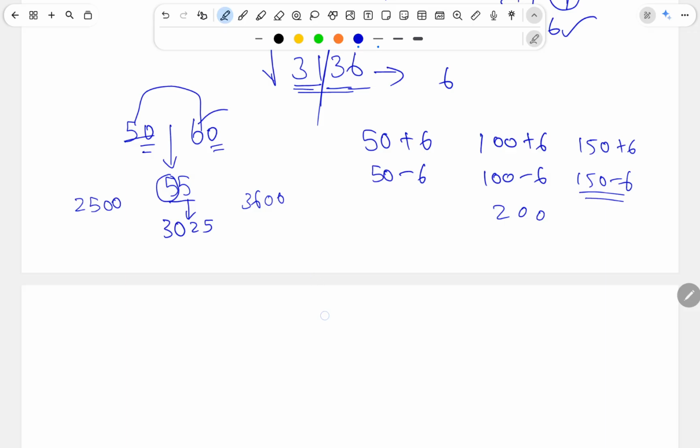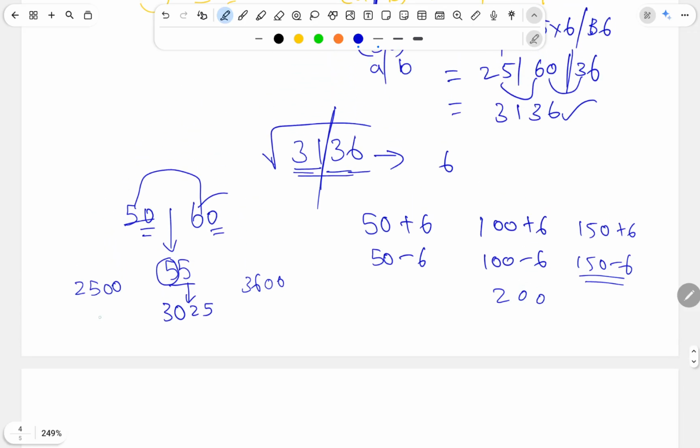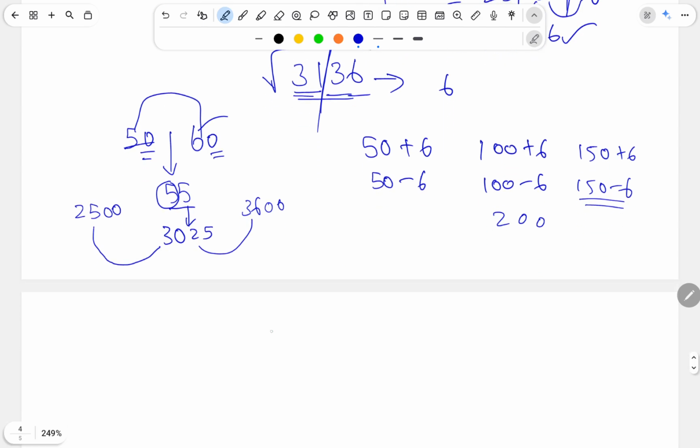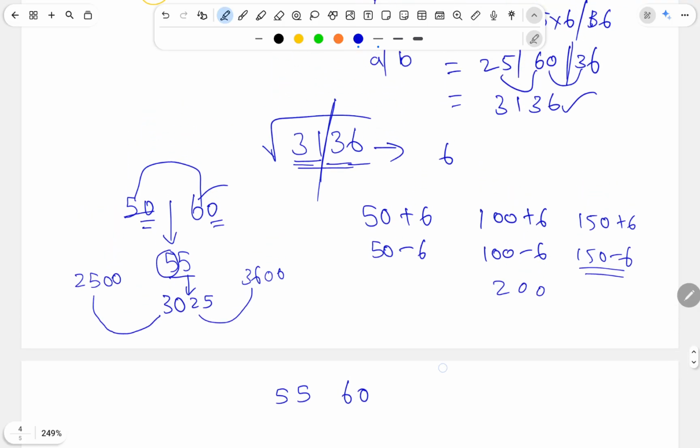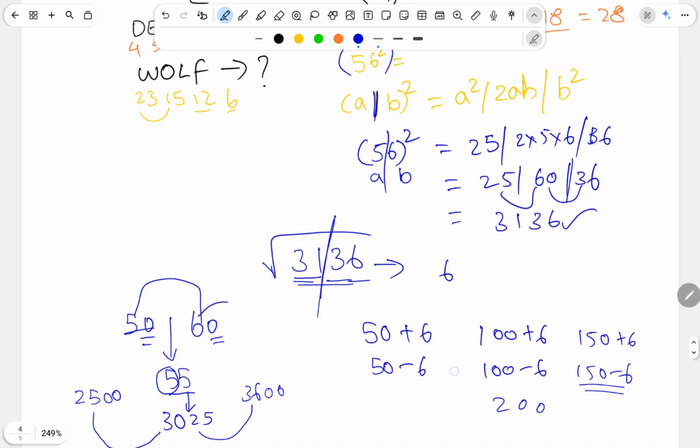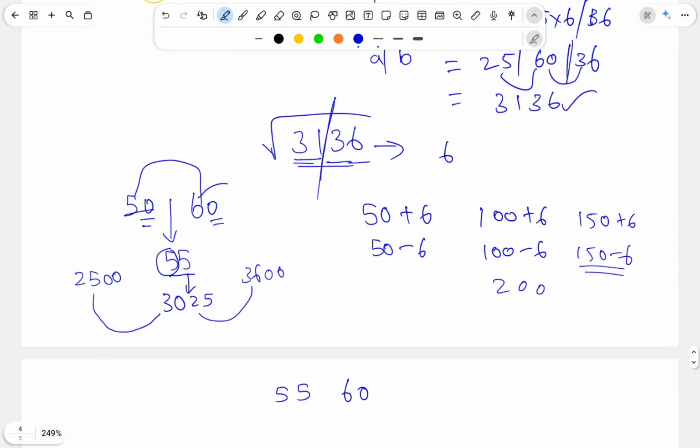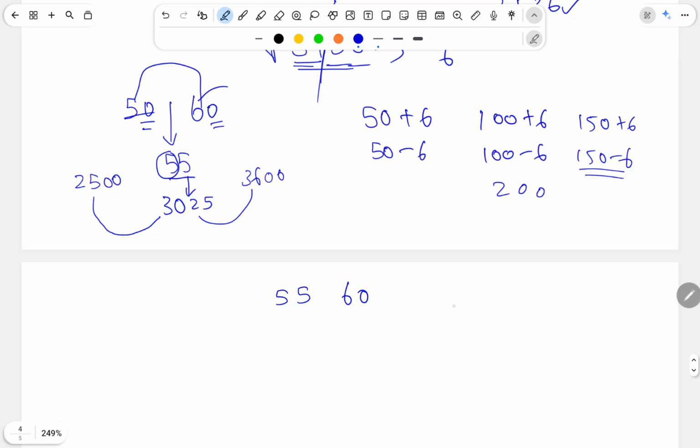So now compare this. 3136 is between 50 square to 55 square or otherwise 55 square to 60 square. It should be above 55 but below 60. Then our answer must be 3136. So 56 is our answer. So above 55 means 50 plus 6. So our answer is 56.